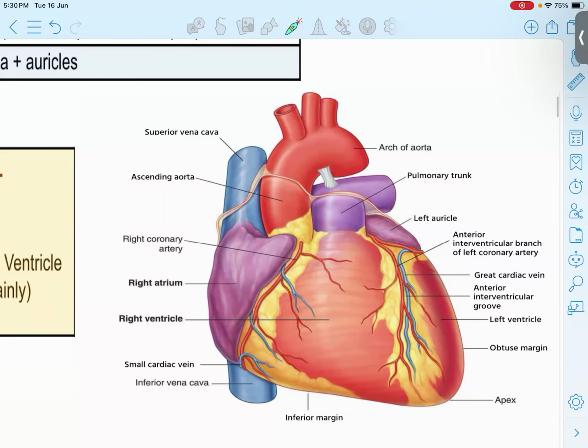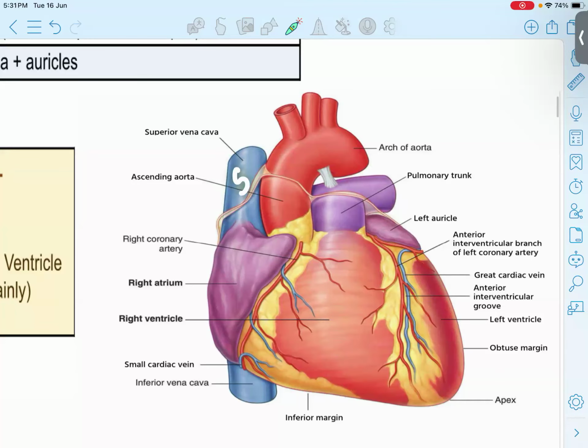In some images you can only see the left auricle, so you have to observe carefully. Okay, come to this point. These three vessels' organization, be careful with this. For this three-vessel organization, I use a mnemonic.